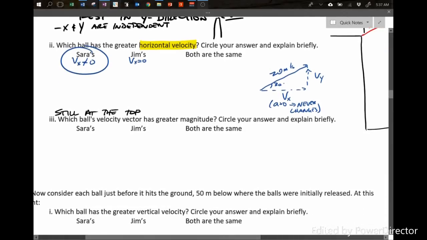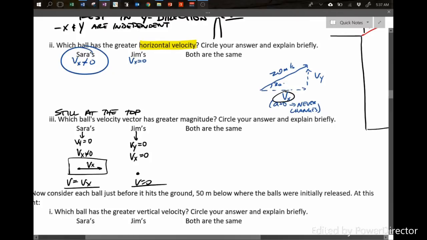At the top, we said that the velocity was 0 in the y direction for Jim and 0 in the x direction for Jim. For Sarah, we said that at the top, the velocity was 0 in the y direction and her velocity in the x direction was not 0. So Jim's velocity vector looks like a dot because Jim has no overall velocity. Sarah's velocity vector has 0 for a y component, so we don't need to draw anything up and down, but she does have some x velocity. It's that size. So this would be her velocity vector.